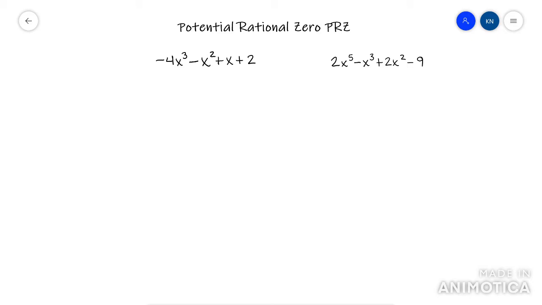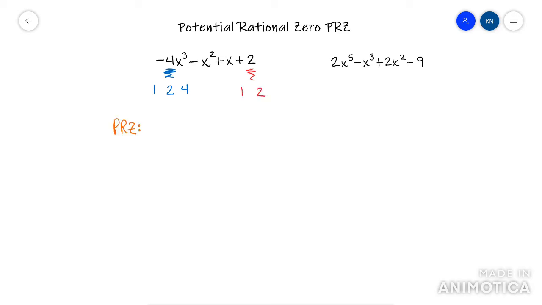Basically, you're going to take the first number, the coefficient of the x cubed here, and you're going to list out all the factors of that number. So what I mean by that is 4 is divisible by 1, by 2, and by 4. You're then going to look at the last number, and you're going to do the same thing. List out all the factors of 2. So that's 1 and 2.